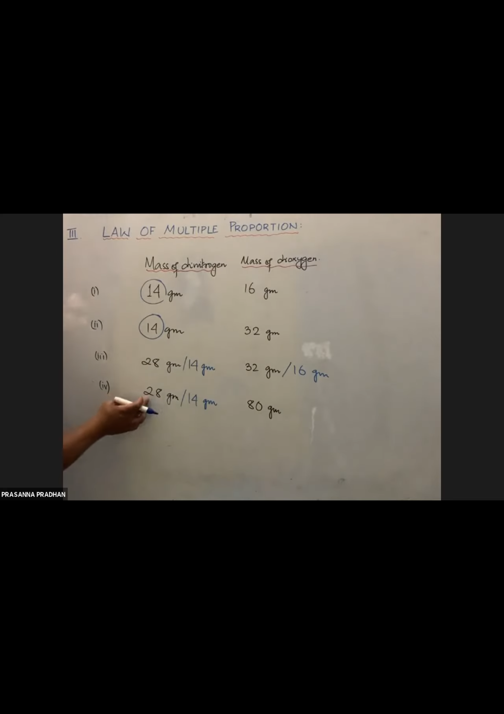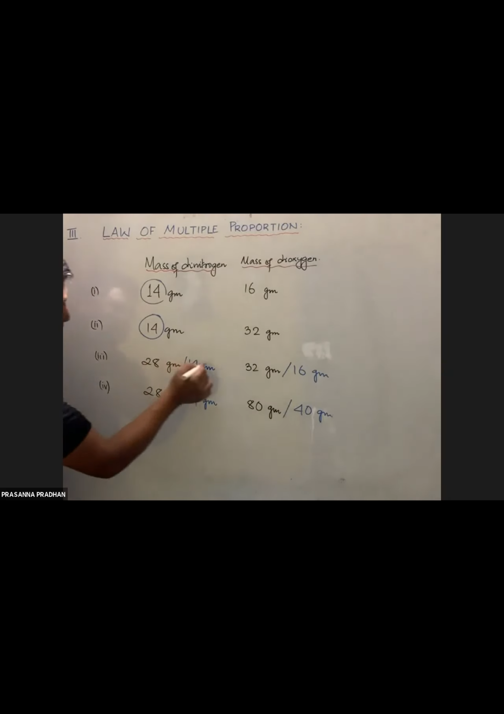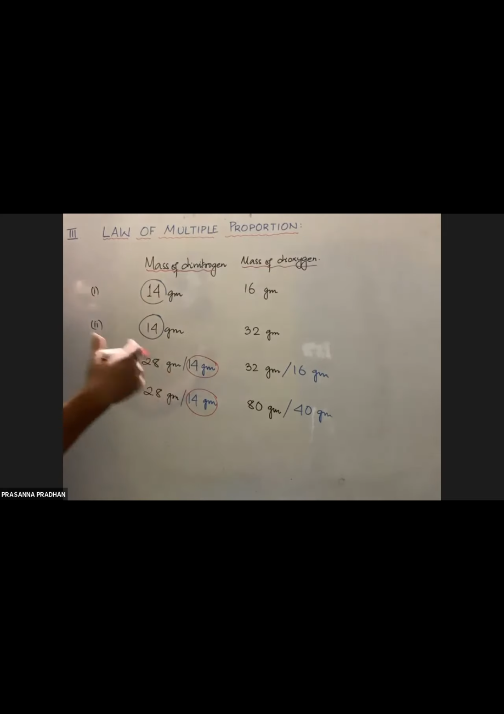Unitary method. 28 combines with 80, so 14 combines with how much? 40. So why am I doing this? I am fixing the mass of one element. मैं एक element का mass fix कर रहा हूँ. And यहाँ पर तुम लोग ने बोला, so I want to fix the mass at 14 gram.